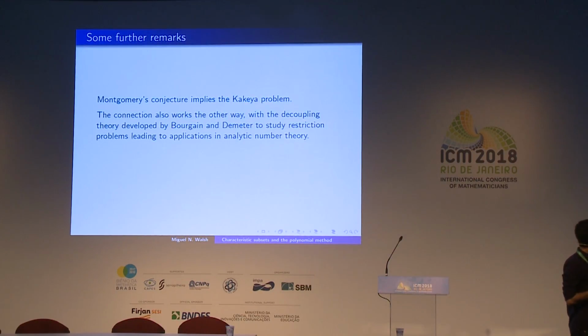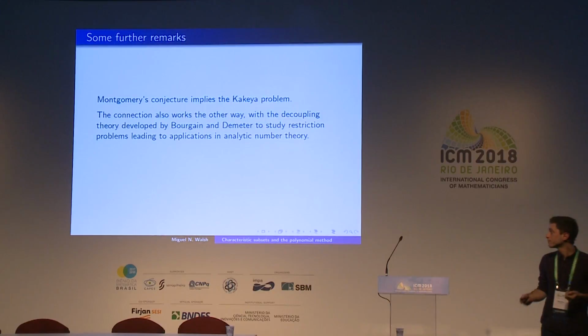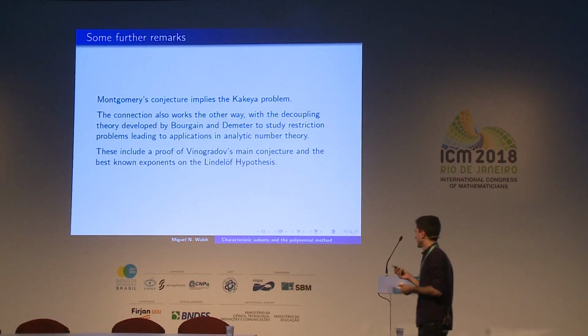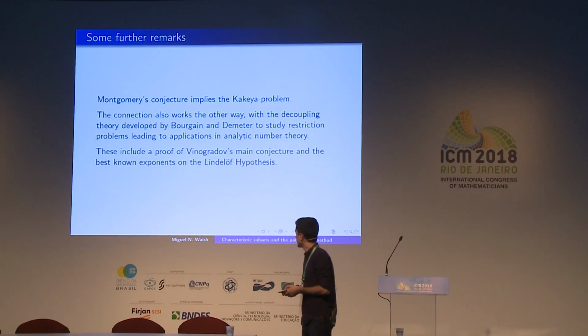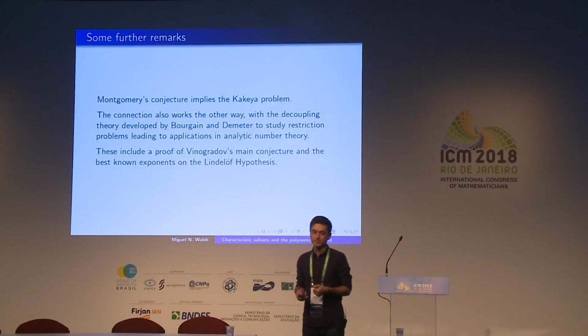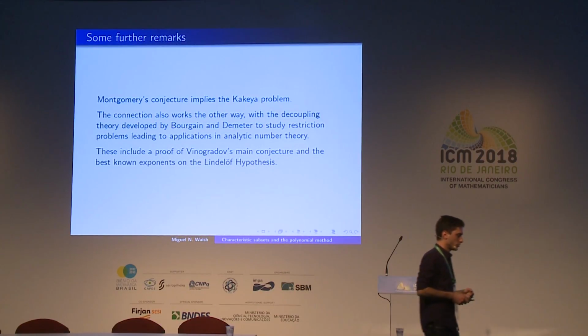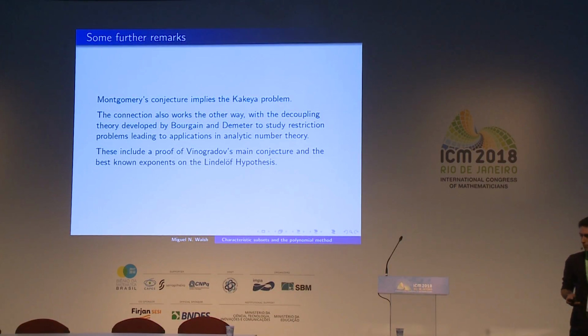The connection also works the other way, with the decoupling theory developed by Bourgain and Demeter to study restriction problems leading to applications in analytic number theory. These include a proof of Vinogradov's main conjecture and the best known exponents on the Lindelöf hypothesis for the zeta function. And so you see that you can make both cases.